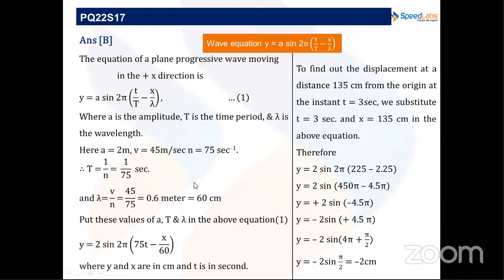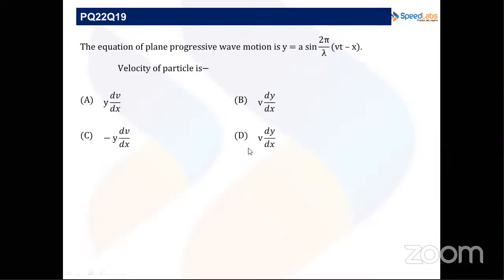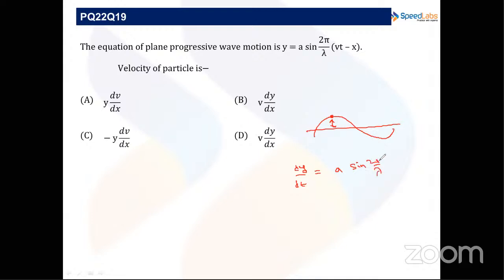In a progressive wave, motion is y is equal to a sin 2 pi by lambda (vt minus x). Velocity of the particle is. So they are just asking the particle velocity. See, this is a wave and particle velocity, this is y, right? So dy by dt is the particle's velocity. So you just do that, dy by dt, start differentiating it with respect to time. So dy is a sin 2 pi by lambda (vt minus x), and its differentiation with respect to time.